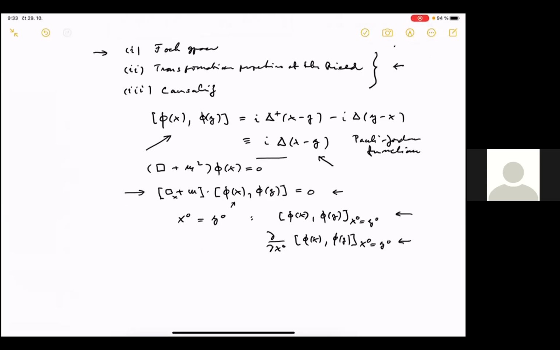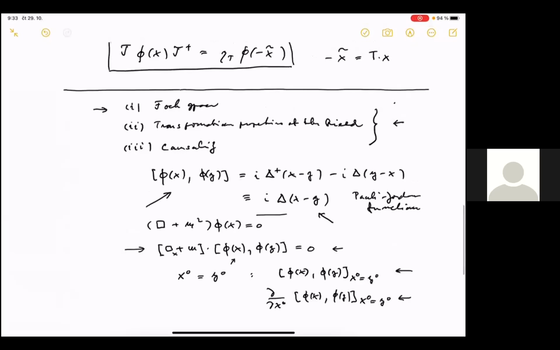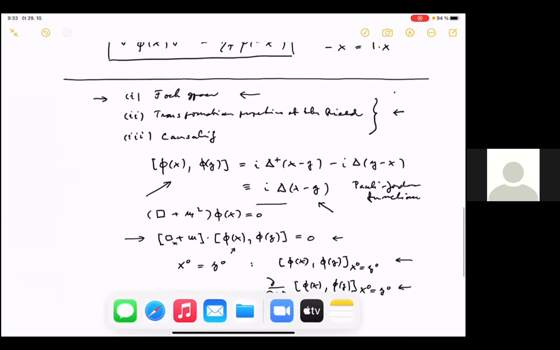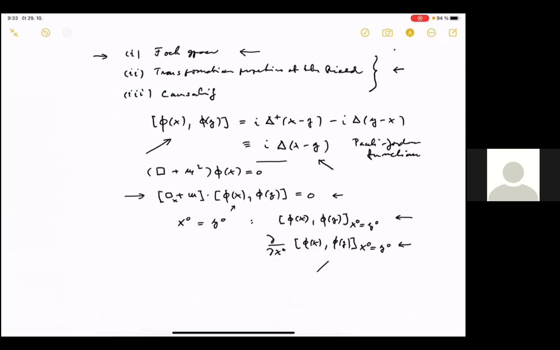This is the motivation for so-called canonical quantization, which instead of starting with the Fock space, starts rather with the algebra of the fields, namely with the commutation relations at equal times, and with the requirement that the field satisfies the Klein-Gordon equation.